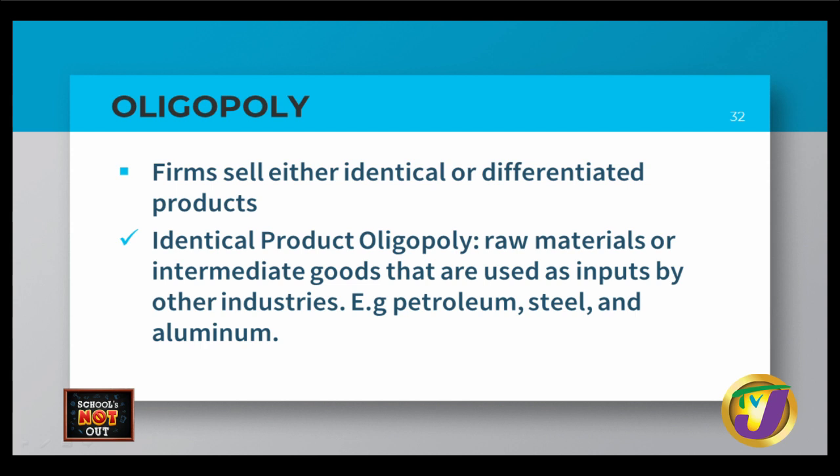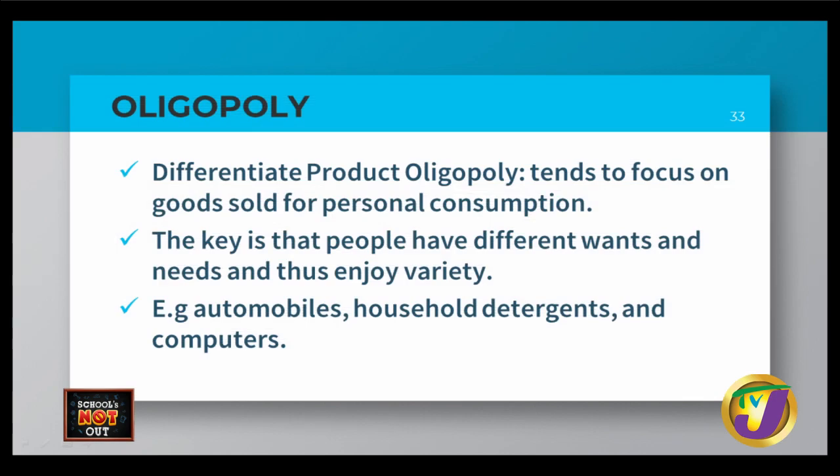In terms of identical products, they may produce raw materials or intermediate goods that are used as input by other industries. For example, petroleum, steel, and aluminum. Those products are identical. Steel is steel. Petroleum is petroleum. However, only a few of them produce those products. Then you have the differentiated product.